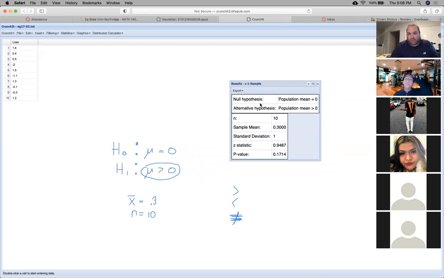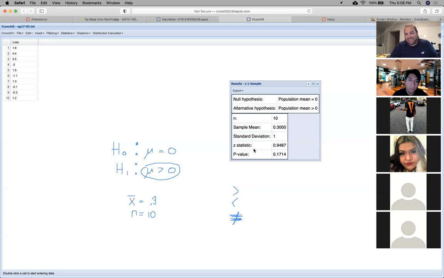And we have the null hypothesis that the population mean is 0. We have the alternative hypothesis that the population mean is greater than 0. We have n, which is our sample size. There's 10 in our sample. We have the sample mean, which was 0.3, and the deviation, which was 1. And then finally, we have these two values, which we'll get to later. Let's not worry about what they mean, okay? We're not going to worry about how to compute them, but we are going to look at the p-value, which is the most important one.